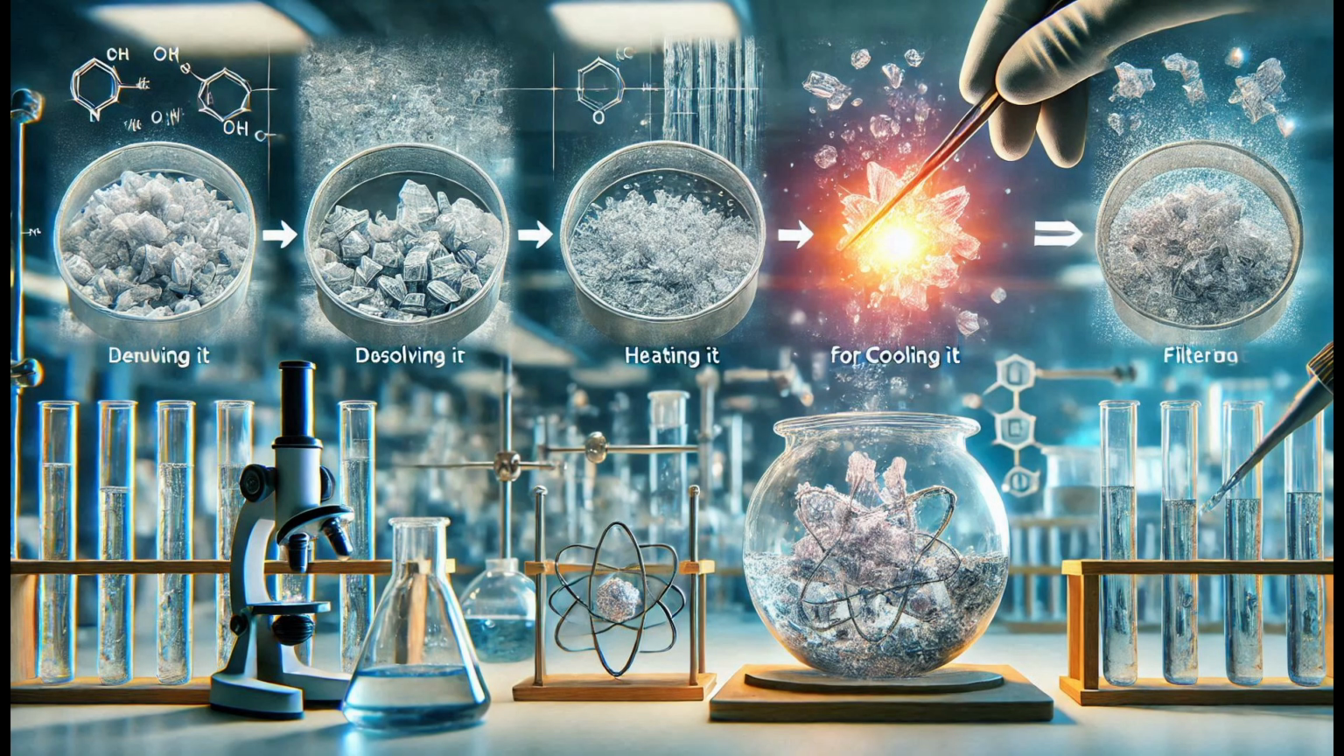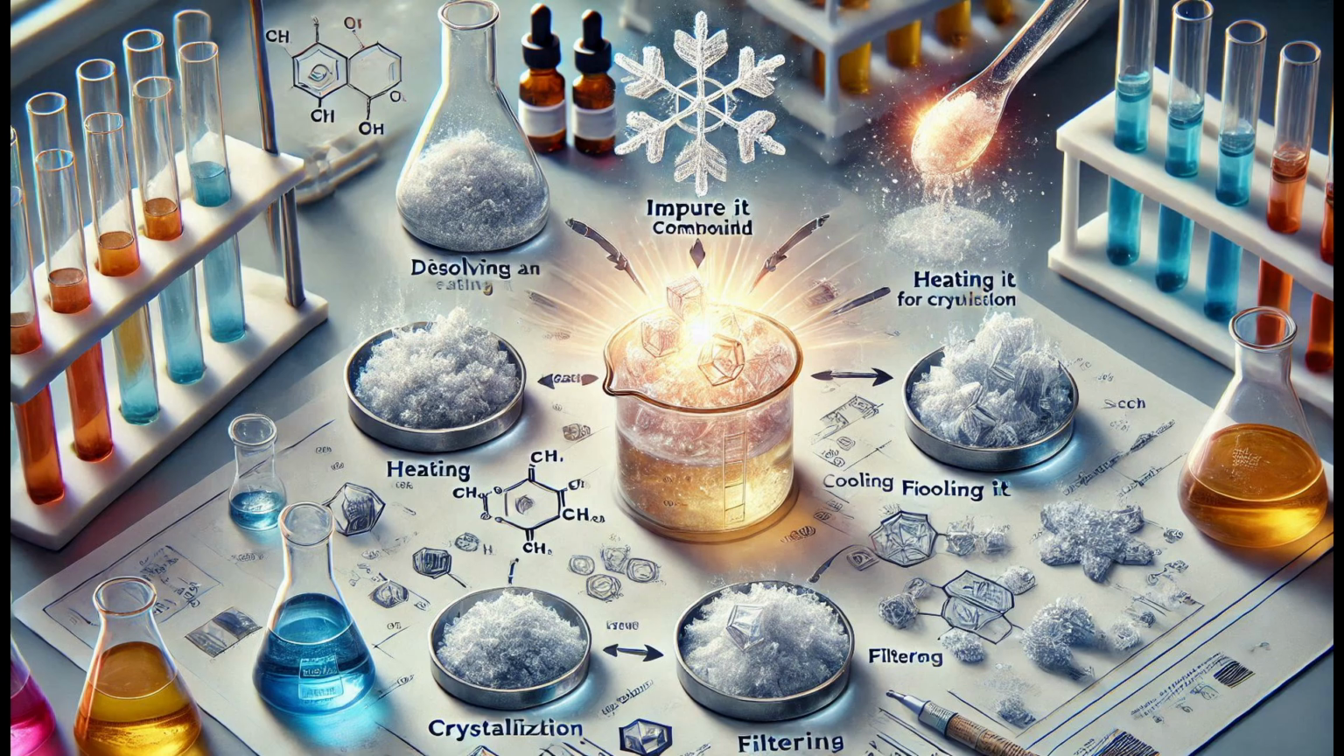Crystallization is widely used to purify solid organic compounds. It relies on the different solubility of the compound and impurities in a suitable solvent. For instance, by dissolving an impure compound at a higher temperature and allowing it to cool, we get pure crystals that can be filtered out. Sometimes a mixture of solvents is used to enhance crystallization.